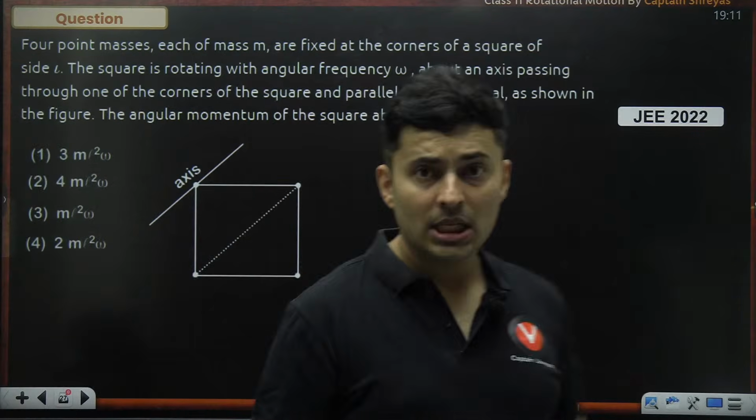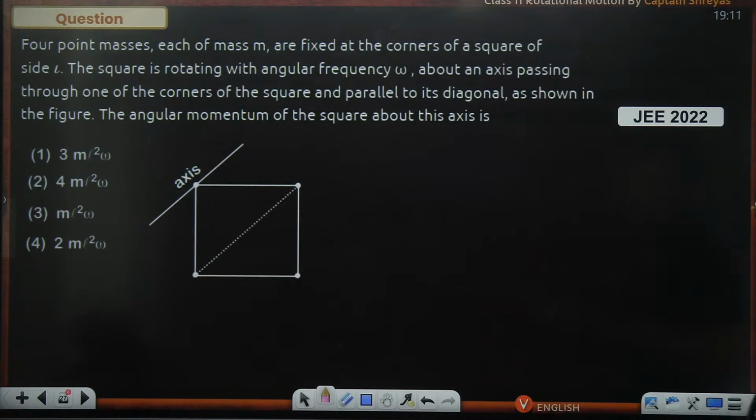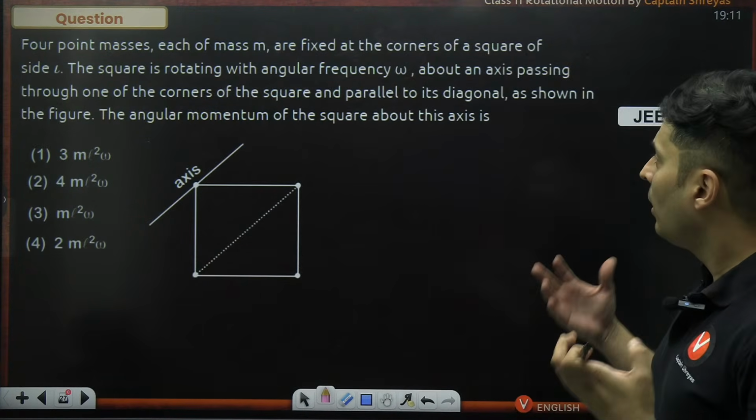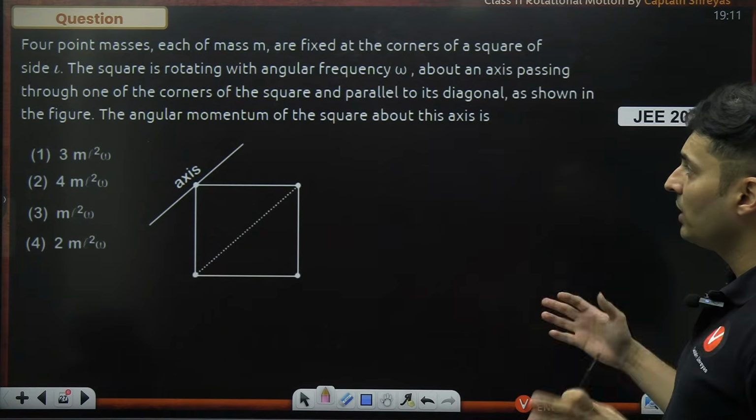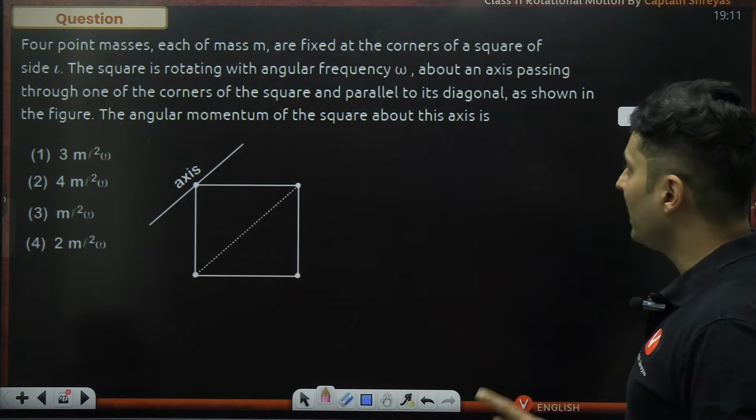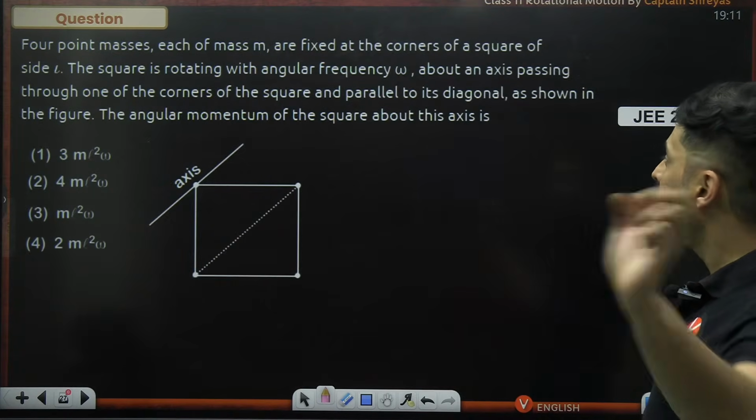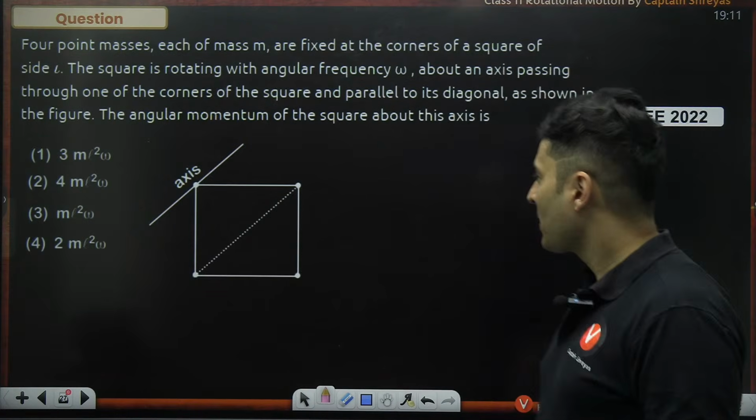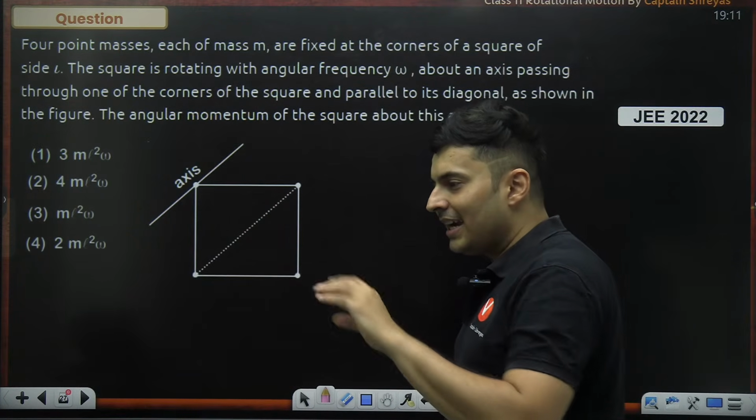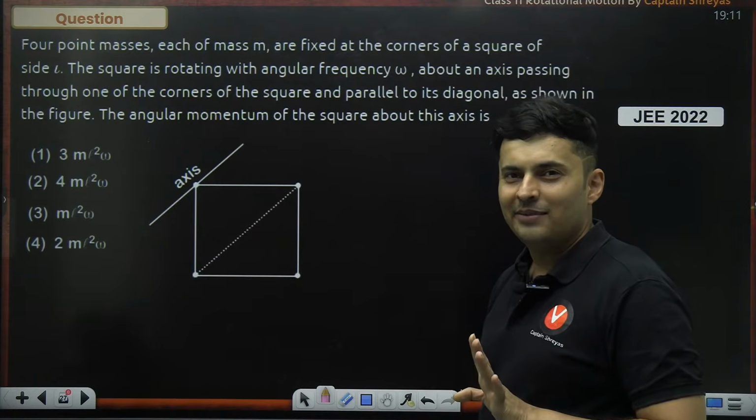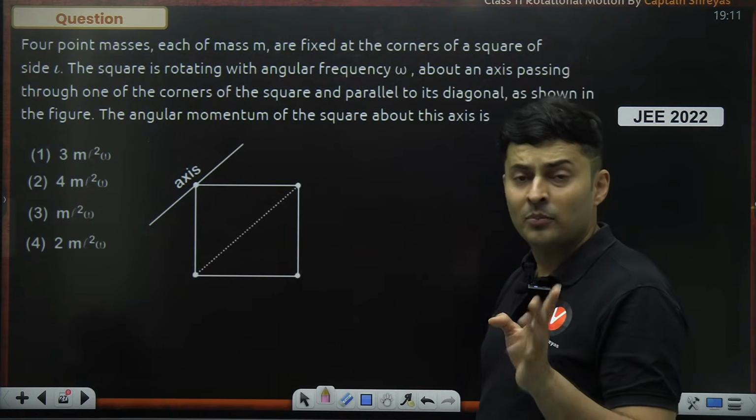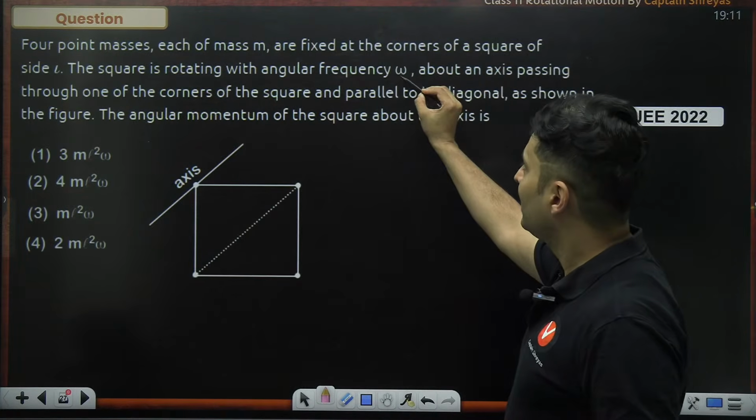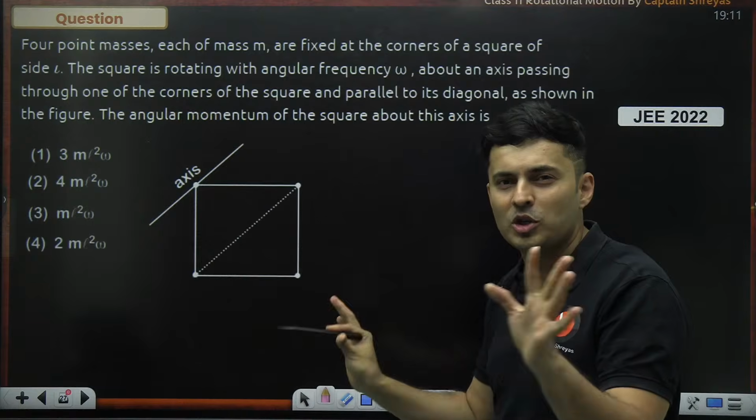4 point masses, each of M, are fixed at the corners of a square of side L. The square is rotating with an angular frequency of omega about an axis passing through one of the corners of the square and parallel to its diagonal. The angular momentum is how much? This was a JEE 2022 question. Interesting. Now, if you want to find angular momentum, you will need moment of inertia because it is I into omega, and omega is given. So you just have to find I and your job is done.